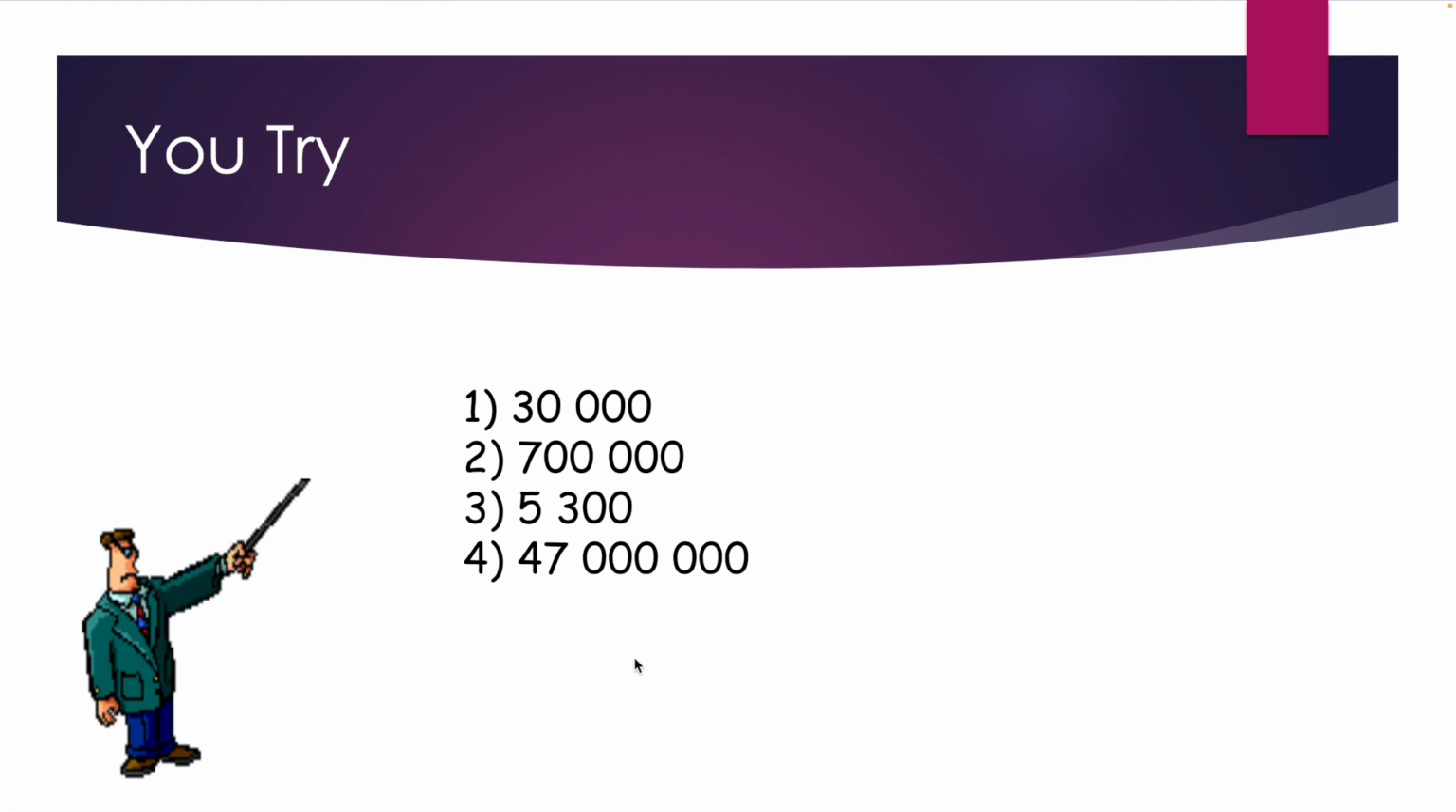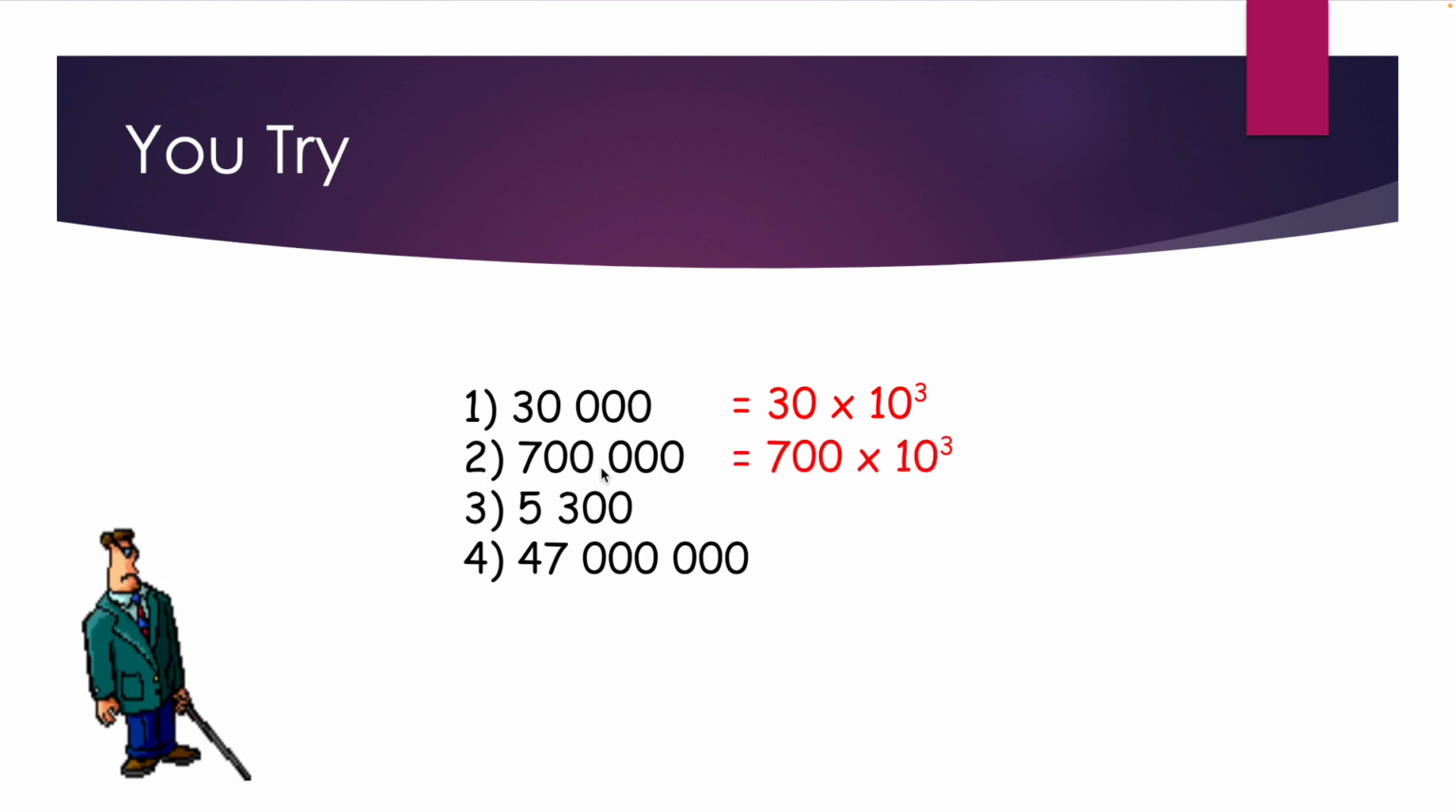Okay, so for the first one, I'm going to count 3 spots, and I get a number between 1 and 1,000, so it's going to be 30 times 10 to the power of 3. Next one, again, I count 3 spots, and I've got a number between 1 and 1,000, so I can stop there. The next one, 1, 2, 3. I get 5.3 times 10 to the power of 3.